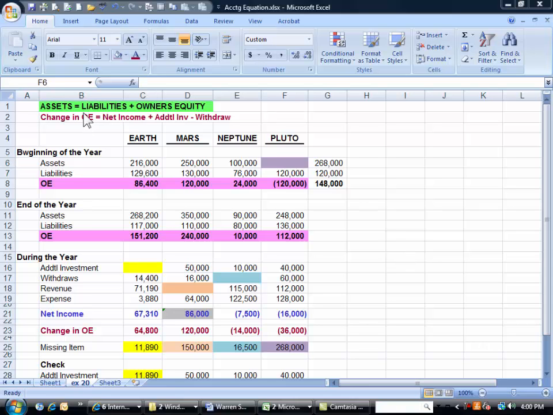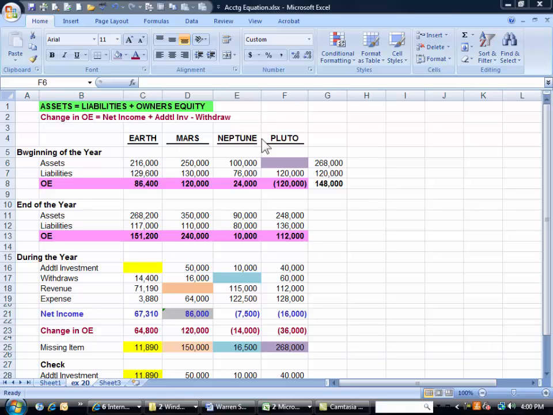Please remember that the accounting equation is assets equal liabilities plus owner's equity. That is always the accounting equation. The other thing you learned in chapter 1 is that the change in owner's equity is net income plus additional investment less withdrawal. Now remember, net income is revenue less expense. So if your revenue is smaller than your expenses, you will have a net loss. But this is how you calculate the change in owner's equity.